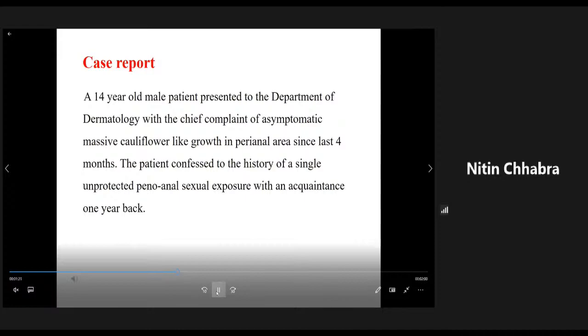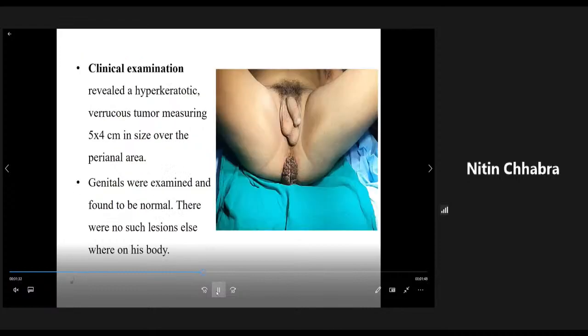We present a case report of a 14-year-old male patient who presented to the Department of Dermatology with the chief complaint of asymptomatic massive cauliflower-like growth in the perianal area for the last 4 months. The patient confessed to a history of a single unprotected penoanal sexual exposure with an acquaintance 1 year back. On clinical examination, we see a hyperkeratotic verrucous tumor measuring 5 by 4 centimeters over the perianal area.